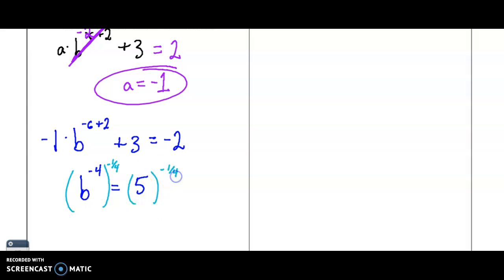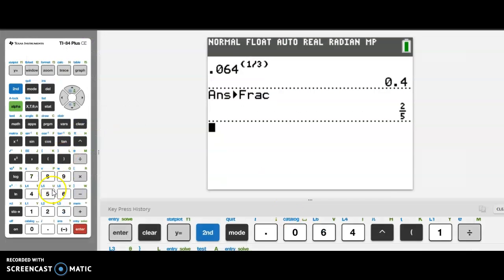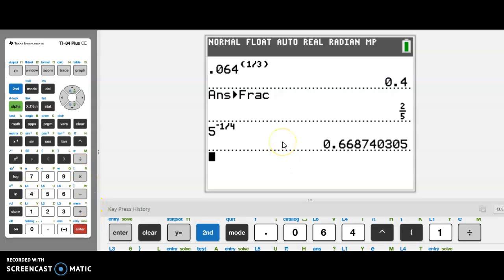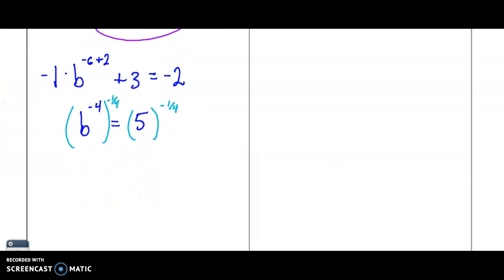And I don't think this is a nice answer, so you definitely want to use a calculator. 5 to the negative 1/4 power. And make sure you know how to use your calculator. Like my calculator, I can do this. Some other calculators you need parentheses. Some calculators you can use the fraction key. But anyway, round to 3 decimals, 0.669 is your base.